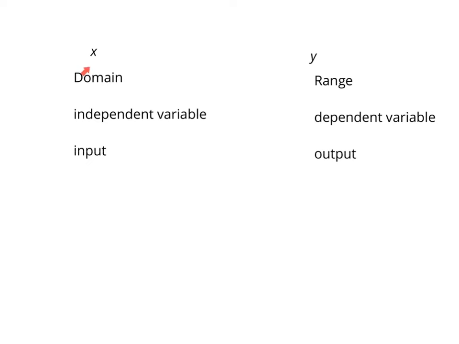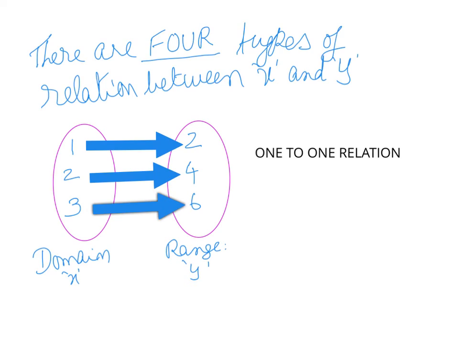Let's understand that we say two quantities, x and y. X is known by different names: domain, independent variable, input. Y is also known as range, dependent variable, and output. There are four kinds of relationship between x and y.